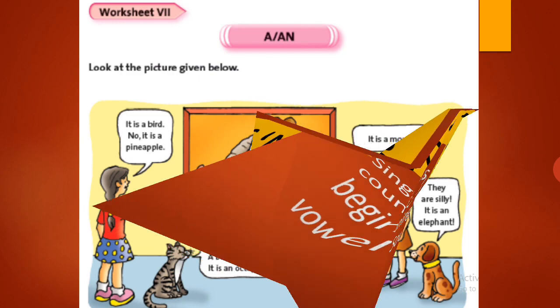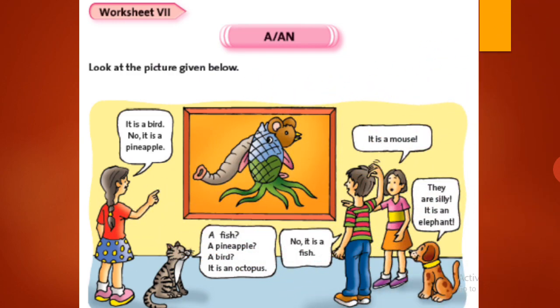Next, on the basis of this indefinite article a, an, we have worksheet 6, use of a, an. Look at the picture given below. One picture is there on the wall, and a girl, a boy, a dog and a cat are all looking at this picture. The girl is saying, it is a bird. No, it is a pineapple. You can see the picture.